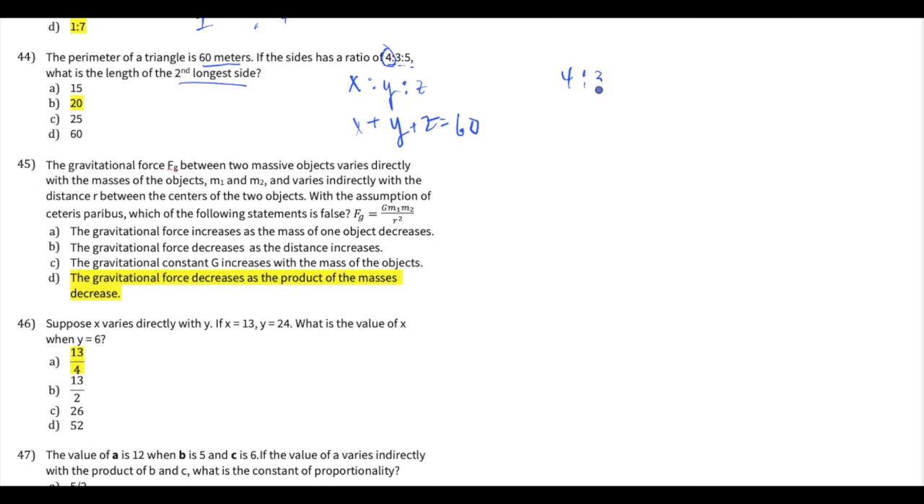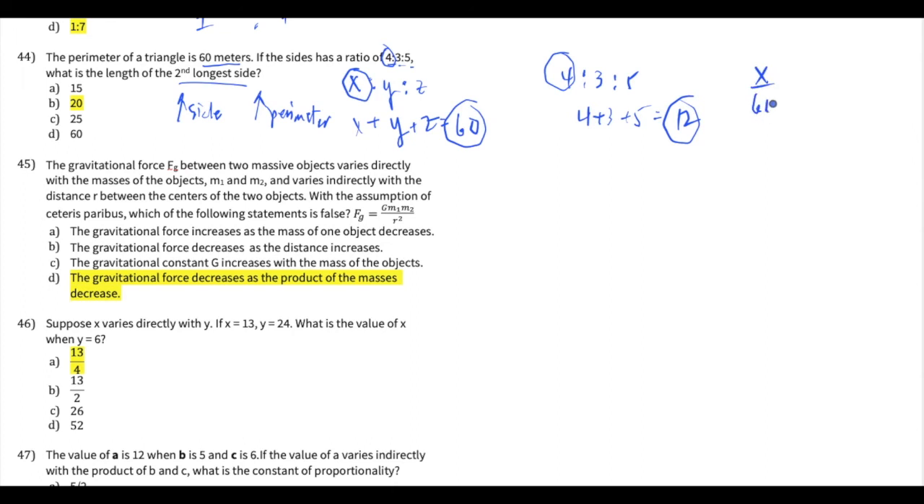Now, let's write this. 4 is to 3 is to 5. What is the sum of this? 4 plus 3 plus 5, that's equal to 12. Okay? So, ang ating ko-compare dito would be x over 60 should be equal to 4 over 12. Kasi, pag nag-increase ang side length mo, ang perimeter mo mag-i-increase. So, meron tayong division. X over 60, that's equal to 4 over 12. Okay? Multiply both sides by 60. Cancel, cancel. Ito, 60 and that's 5. X is equal to 20. Or letter B.